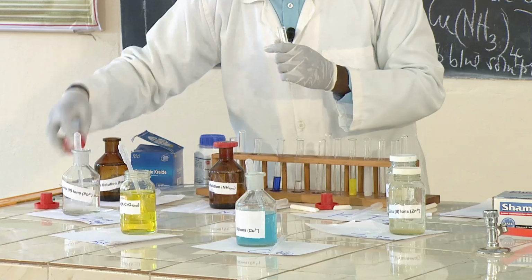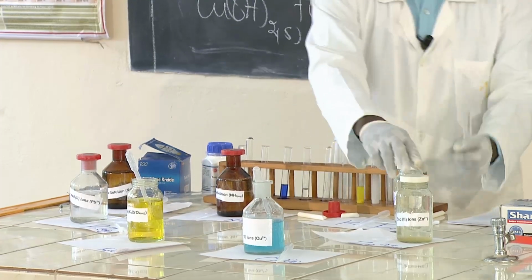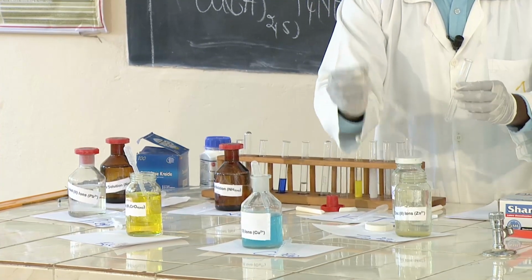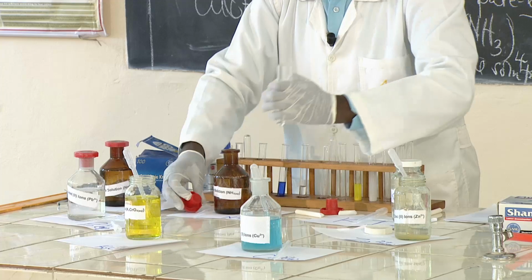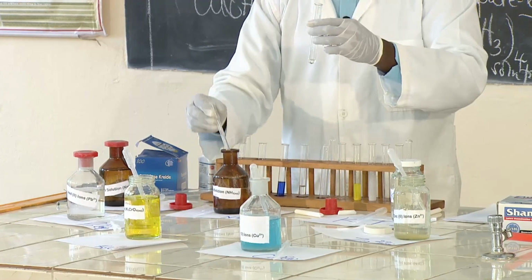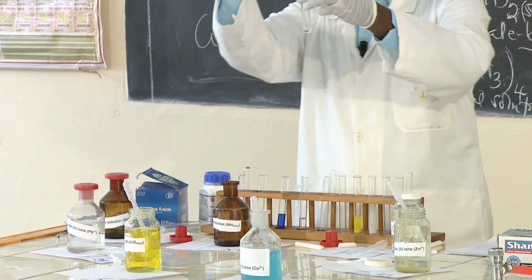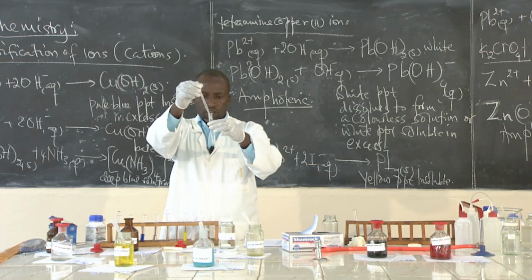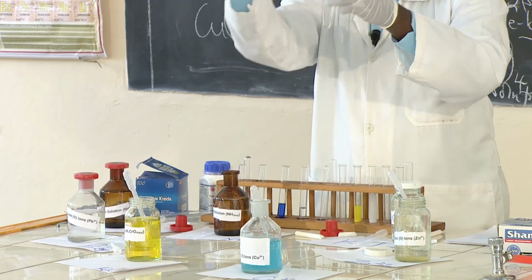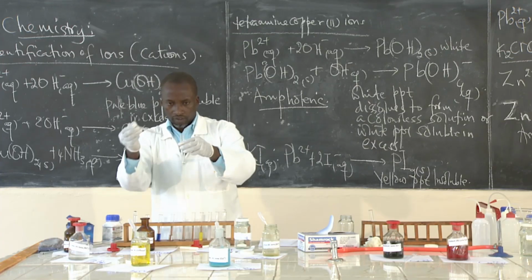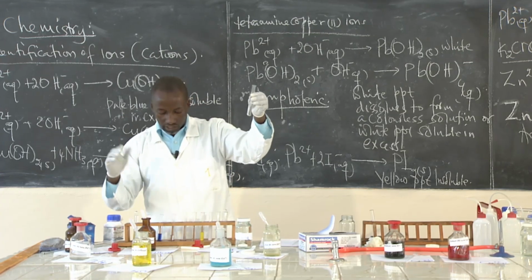So let's carry out another experiment and see what happens with the ammonia solution. This is ammonia solution. This is zinc. As usual, we add a few drops, and then you add ammonia solution. Precipitate forming. You can add. Wow. The precipitate disappears as well.